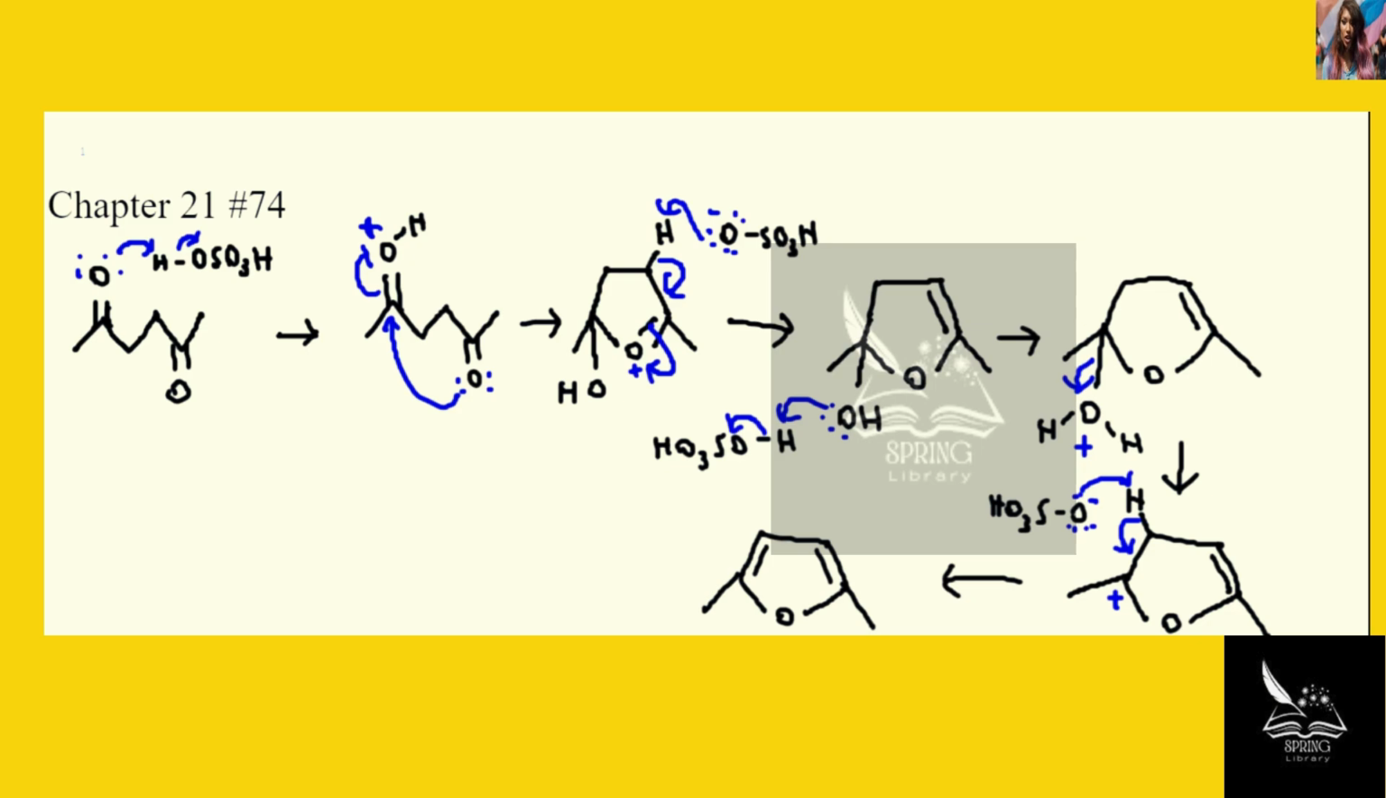Protonation of one of the ketones so that the other one can nucleophilically attack it. Removal of a likely hydrogen by the conjugate base of sulfuric acid in order to relieve the positive charge on the furan oxygen and to form the first double bond. And then just protonation of the alcohol, that's a residue of our first ketone. Leaving of that leaving group, and then removal of a second hydrogen in order to form the second double bond. And that's the mechanism, and that's the answer to chapter 21, problem number 74.